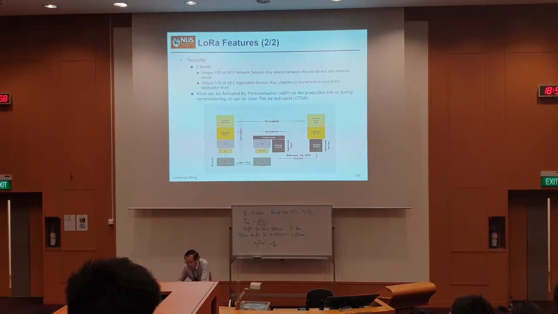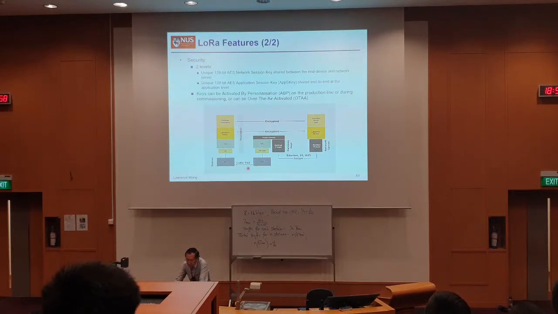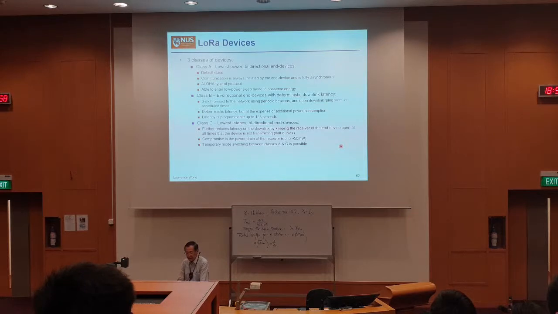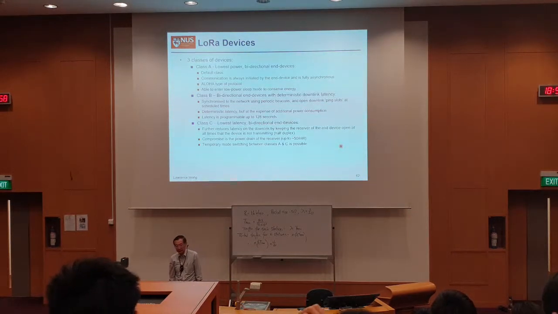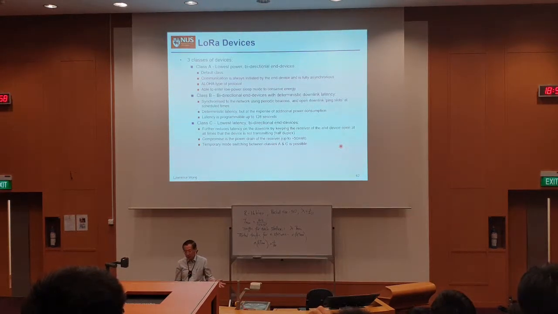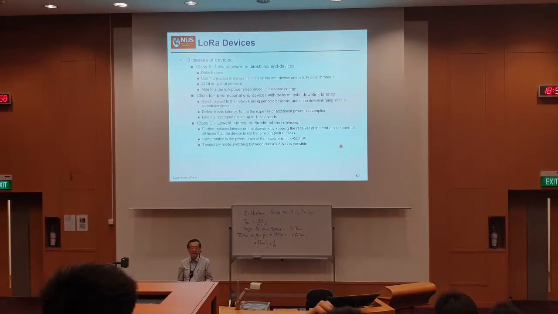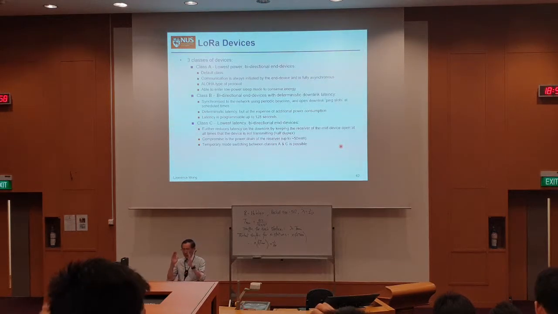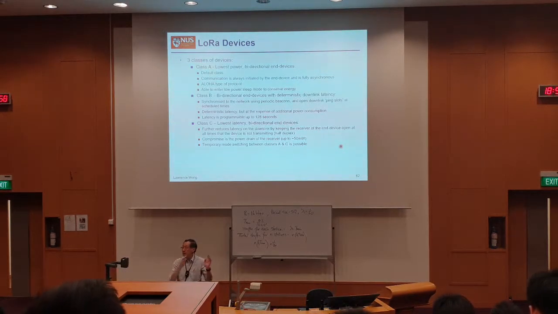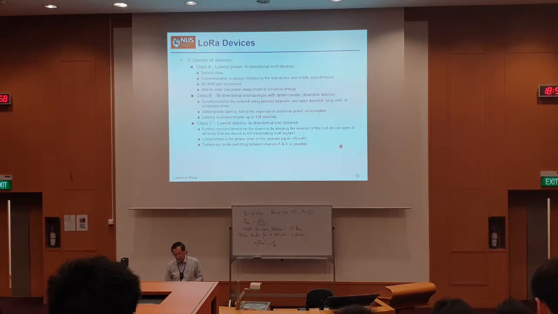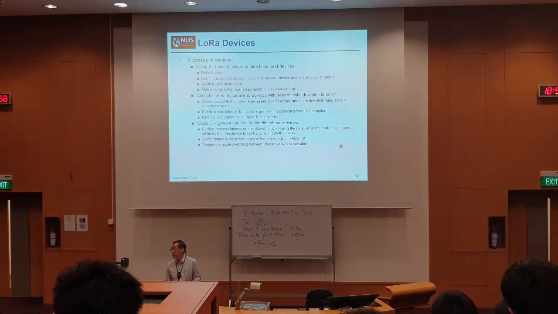Simple modulation scheme, frequency shift keying. Again, they define different classes of devices, three classes: class A, class B, and class C. Class A is lowest power, bidirectional. Class B is bidirectional with deterministic latency, meaning there's some scheduling on slots, so it's deterministic. And class C has the lowest delay, but it also means that it is awake a lot of the time, so it consumes more power. That's class C.